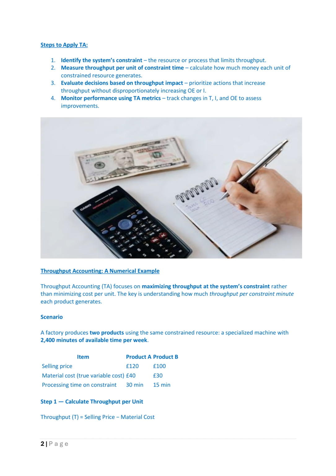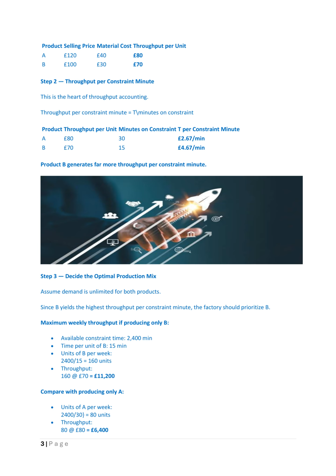The first step is to calculate throughput per unit by subtracting material costs from the selling price, which helps us understand the value each product adds relative to the constraint. This numerical example sets the stage for prioritizing which product should get more time on the constrained resource to maximize overall profitability. First, we calculate throughput per unit by subtracting material costs from the selling price, which gives us £80 for product A and £70 for product B.